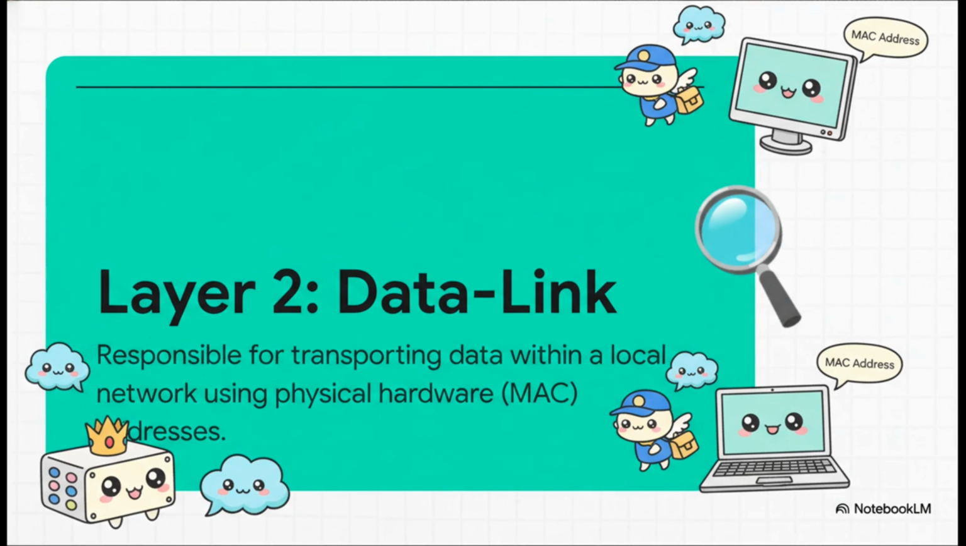Right below that, we have layer 2, the data link layer. So if the network layer is the global GPS for long-distance travel, this layer is your local mail carrier who knows your exact street address. It's only concerned with getting data from one device to another on the same local network. To do that, it uses physical hardware addresses, called MAC addresses, which are baked into every network card. Network switches are the kings of layer 2.